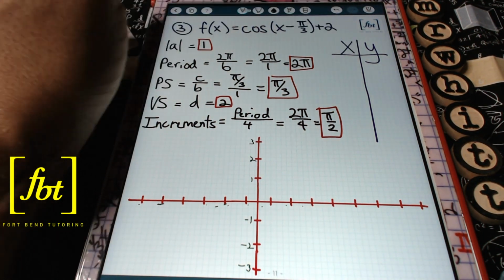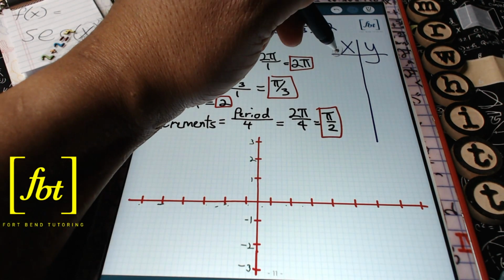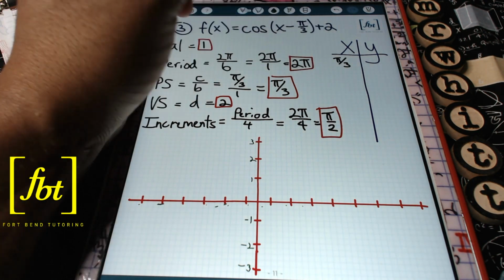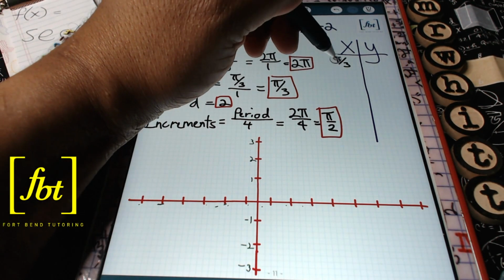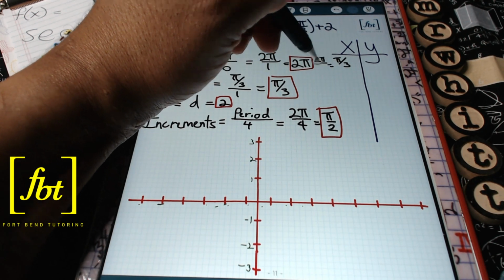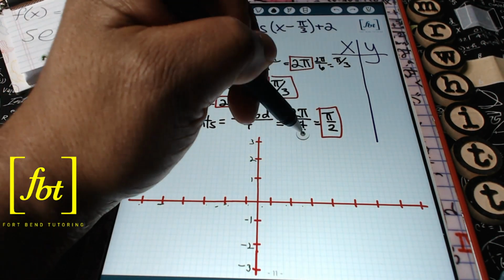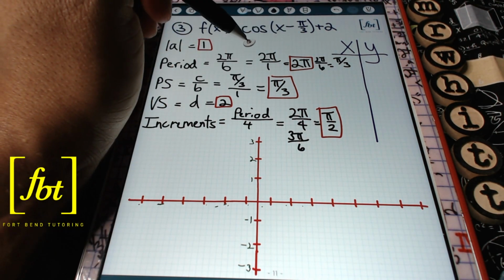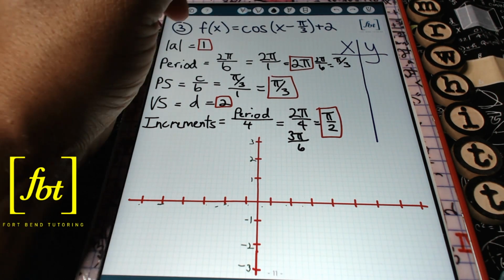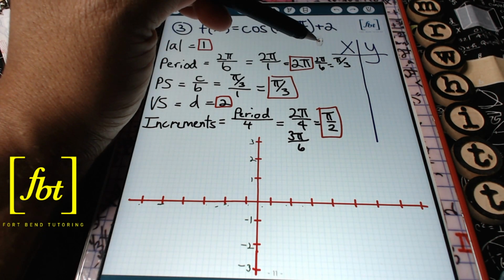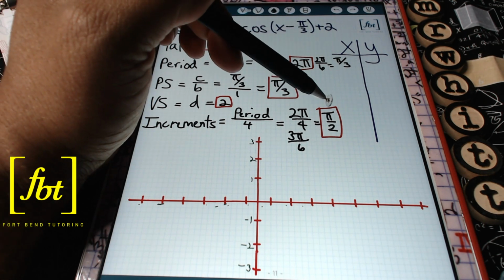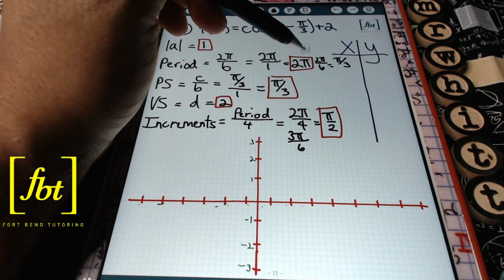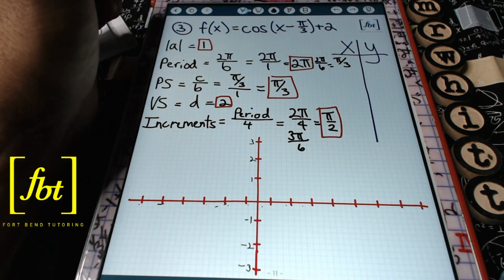So that means as far as our XY chart is concerned, we start at pi over 3. You always start at the phase shift, and then you'll keep adding pi over 2. Now, we do know that pi over 3 is equivalent to 2 pi over 6, right? And we also know that pi over 2 is equivalent to 3 pi over 6. I wanted a common denominator so that it'll be easier to add our increments. So since I have rewritten pi over 3 as 2 pi over 6, and pi over 2 as 3 pi over 6, we'll be using the 3 pi over 6 from this point on to generate all of our remaining x values.